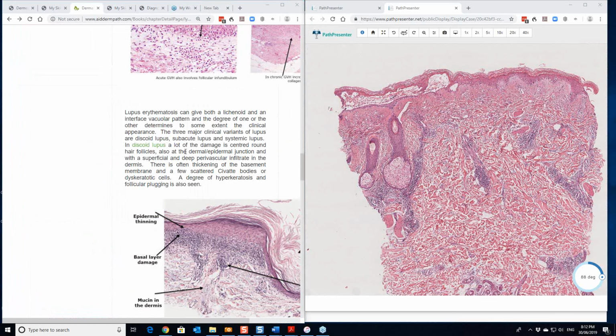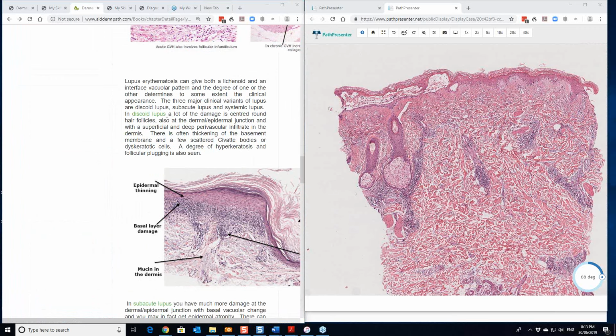The other condition that you have to consider is lupus erythematosus. Not so much the chronic discoid lupus, which gives very much a lichenoid infiltrate, but more subacute lupus and systemic lupus, and especially bullous lupus. They tend to give an interface pattern with a lighter infiltrate at the dermoepidermal junction and give significant damage to the overlying epidermis.